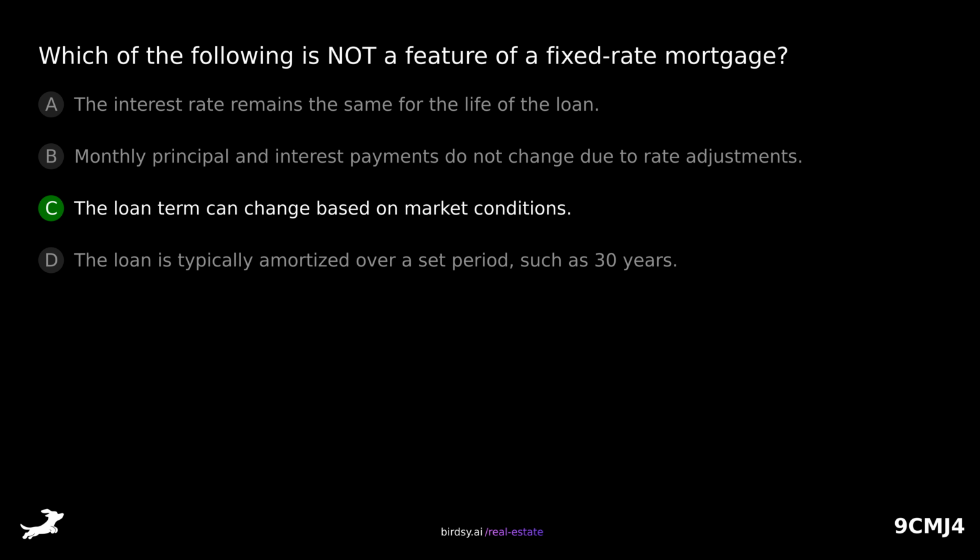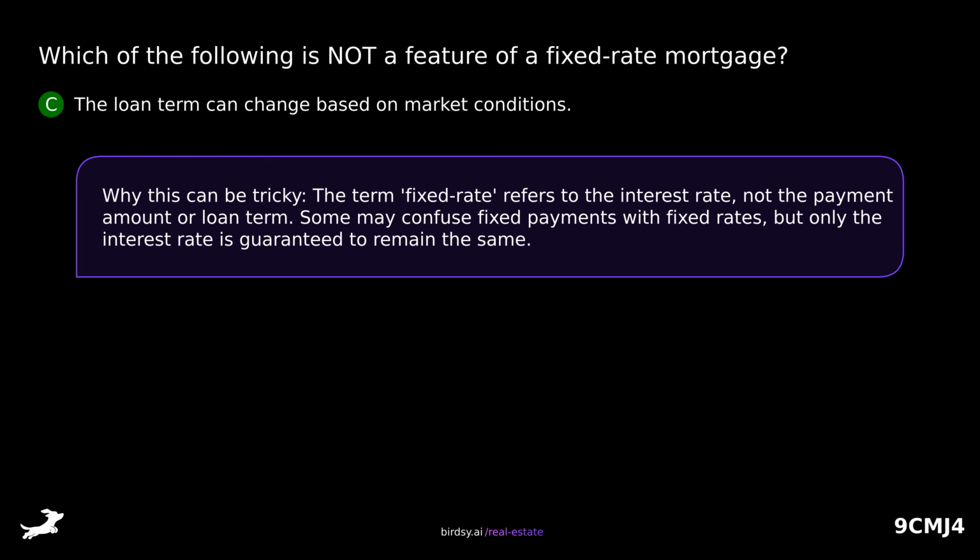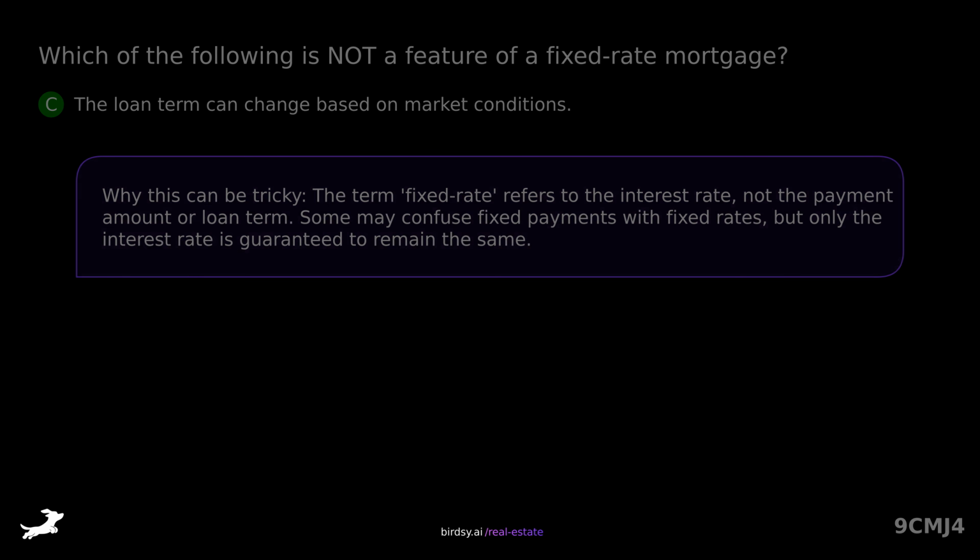The correct answer is C. The loan term can change based on market conditions. Why this can be tricky? The term fixed rate refers to the interest rate, not the payment amount or loan term. Some may confuse fixed payments with fixed rates, but only the interest rate is guaranteed to remain the same.